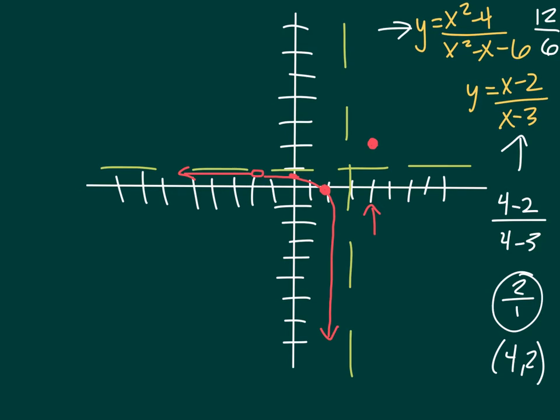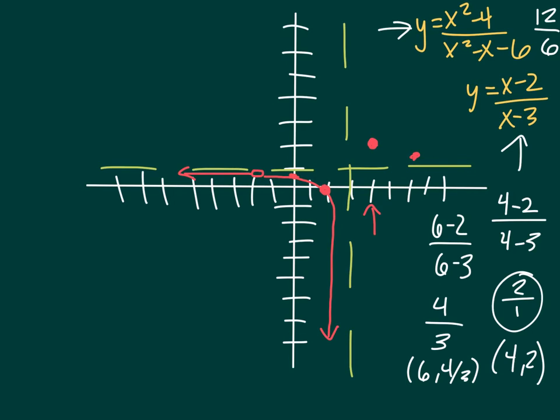I'm kind of tempted to maybe plug in 6 or something. Let's plug in 6. We can plug it into the simplified equation just to make our math a little bit easier. 6 minus 2 over 6 minus 3. We get 4/3. So the point is (6, 4/3). 4/3 is 1 and 1/3. So at 6, I have 1 and 1/3. It's kind of down here.